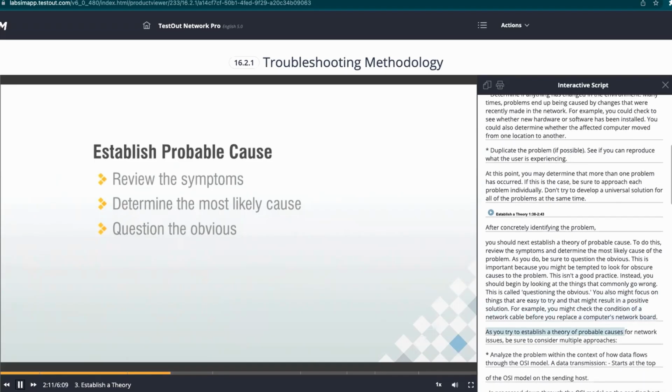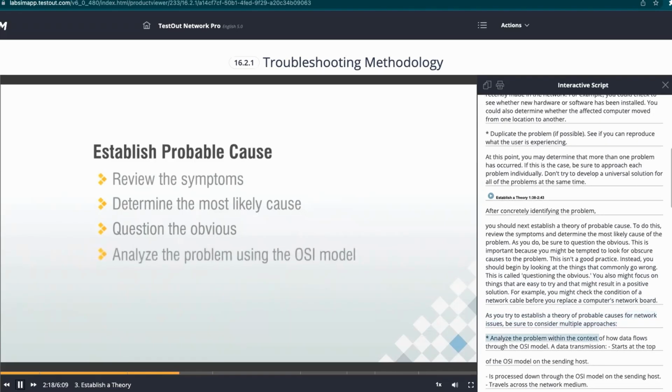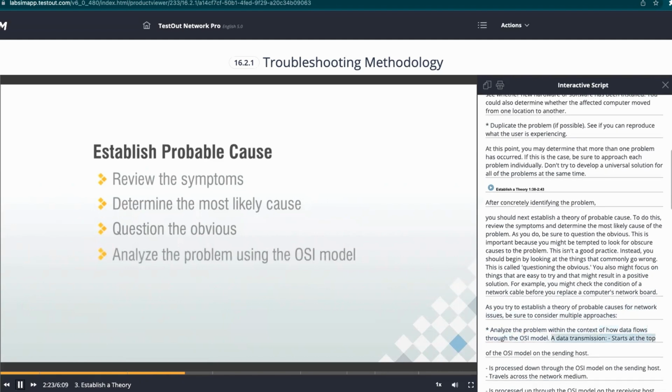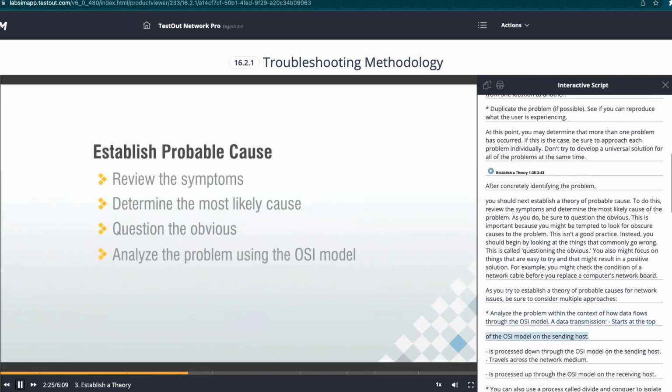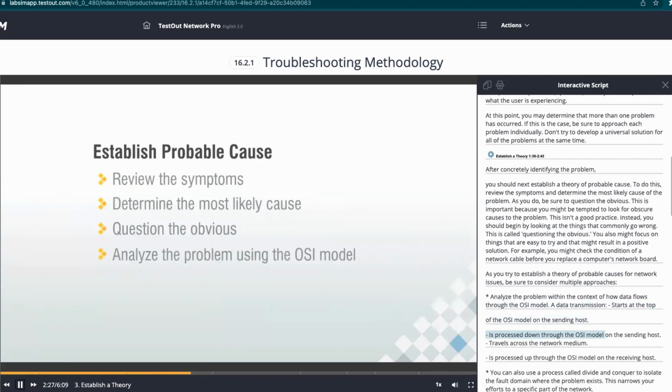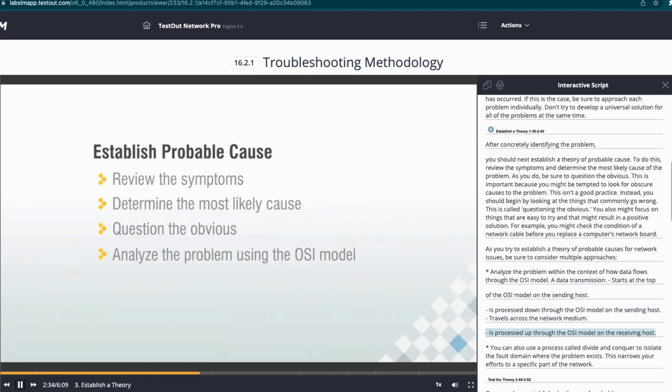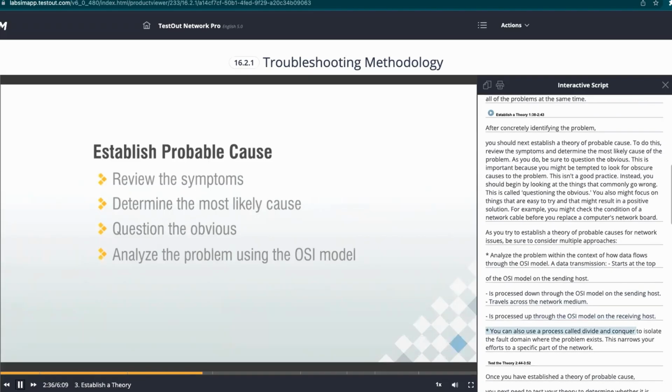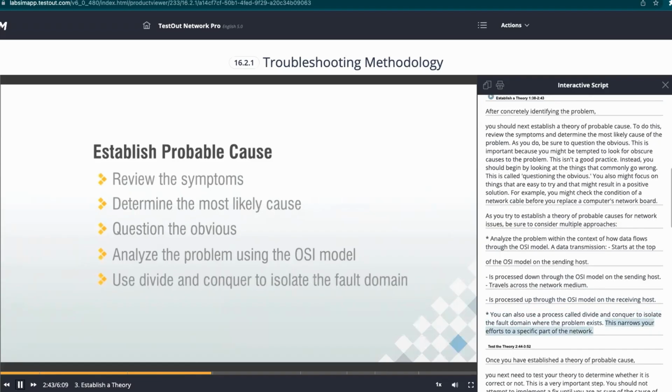As you try to establish a theory of probable causes for network issues, be sure to consider multiple approaches. Analyze the problem within the context of how data flows through the OSI model. A data transmission starts at the top of the OSI model on the sending host, is processed down through the OSI model on the sending host, travels across the network medium, and is processed up through the OSI model on the receiving host. You can also use a process called divide and conquer to isolate the fault domain where the problem exists. This narrows your efforts to a specific part of the network.